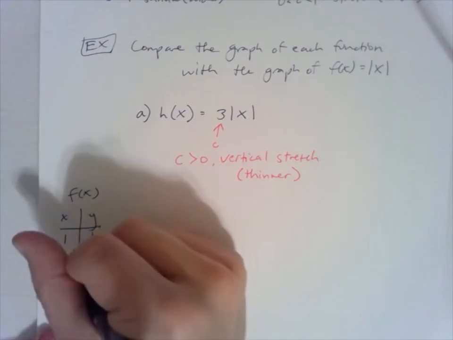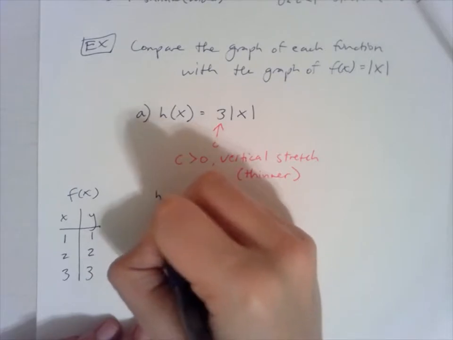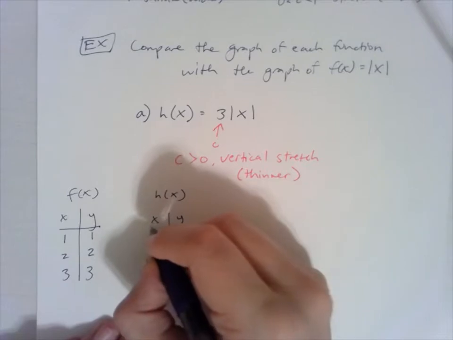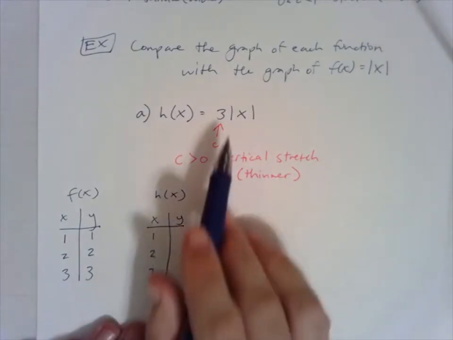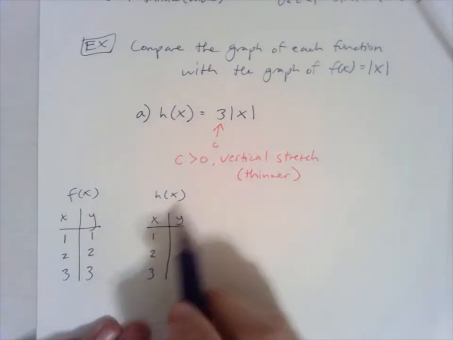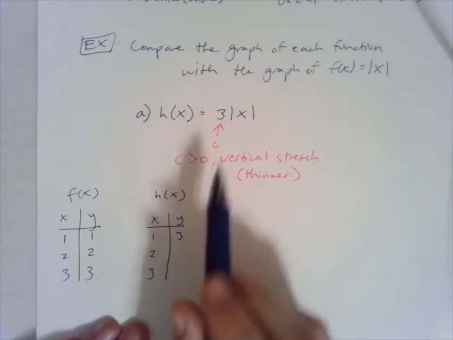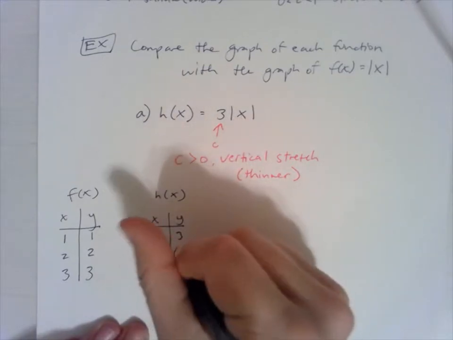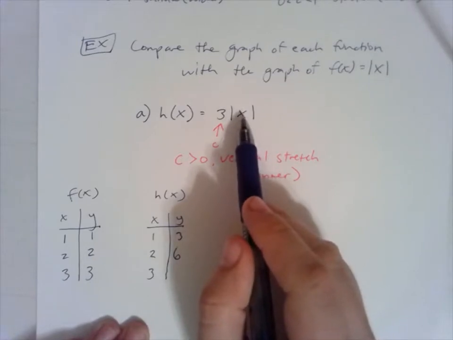However, for h of x, we could have the same inputs of 1, 2, and 3, but now they're going to be multiplied by a factor of 3. So we would have 1, and the absolute value of 1 would be 1. 1 times 3 would be 3. We could put in 2. Absolute value of 2 is 2. 2 times 3 would be 6. And put in 3, we would have absolute value of 3, which would be 3. And 3 times 3 would get us 9. And we can see the relationship between these two.